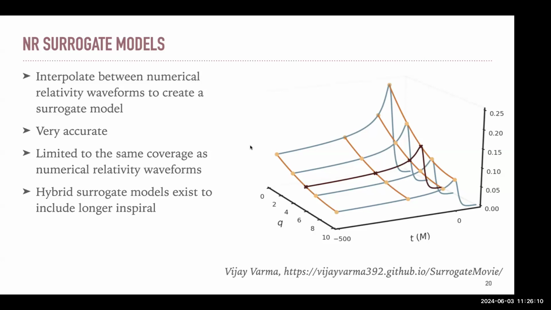It's limited to the same coverage as numerical relativity waveforms have, also in terms of length, though there are some hybrid surrogate models that use both NR and post-Newtonian hybridized in order to create longer spirals.